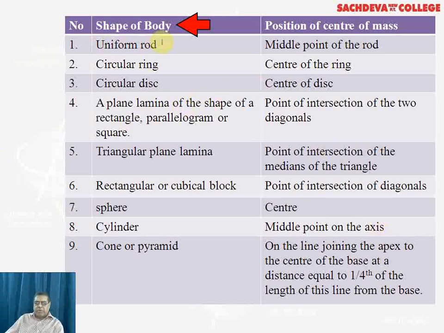So the shapes of the bodies are given in the left column, and on the right the positions of the center of mass are given. These facts are to be remembered. One is the uniform rod, and the center of mass is the middle point of the rod. Obviously it is the geometrical center. The next is the circular ring. When we speak of a ring, the center of the ring is the center of mass. Now we come to a disk.